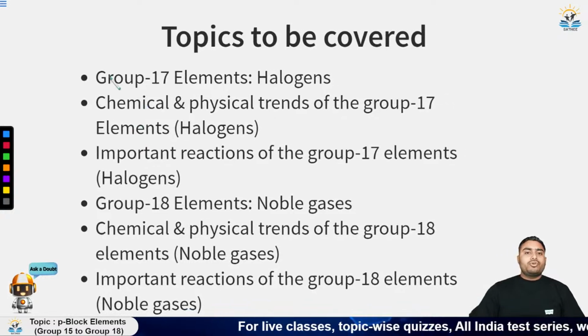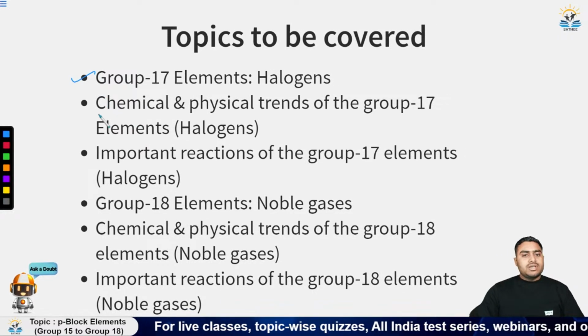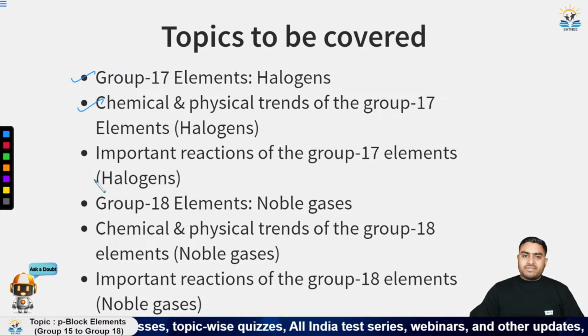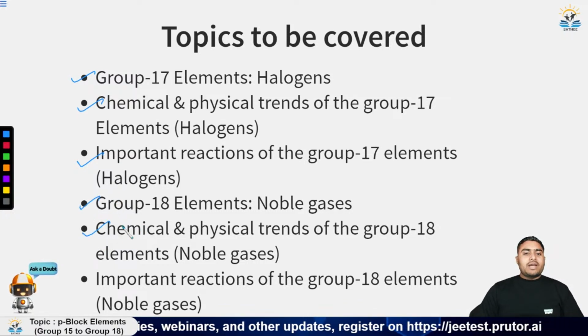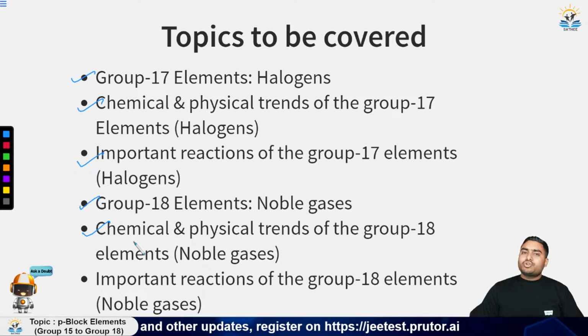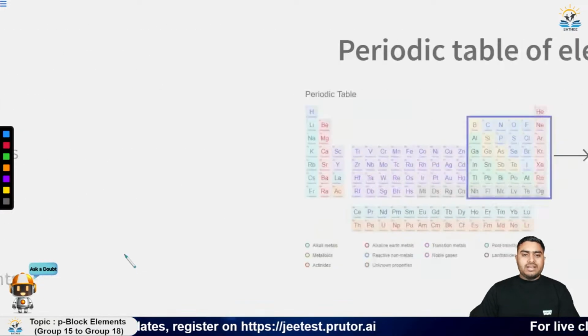Similar pattern we will follow for group 17 elements, halogens: chemical and physical trends of the group 17 elements, then important reactions of the group 17 elements. Then group 18 elements, noble gases, inert gases: chemical and physical trends of the group 18 elements, and important reactions of the group 18 elements.